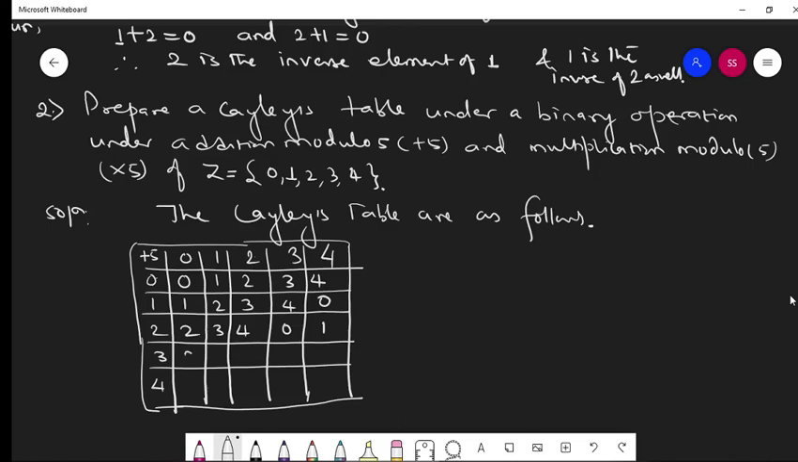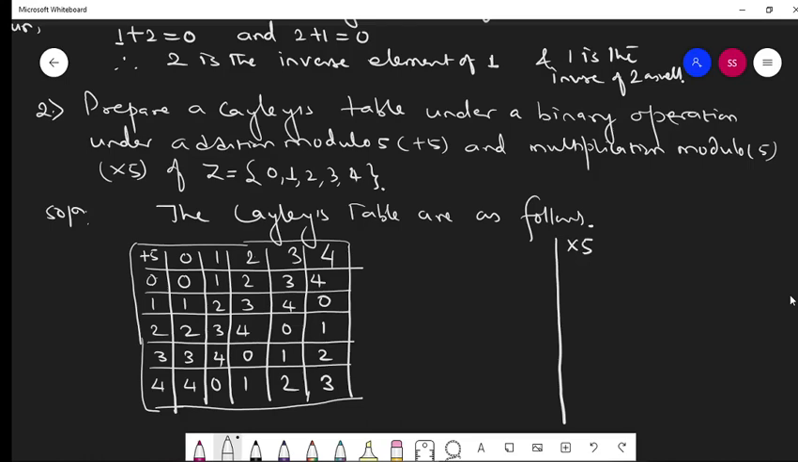3 plus 0 is 3, 3 plus 1 is 4, 3 plus 2 is 5 which is 0, 3 plus 3 is 6 which is 1, 3 plus 4 is 7 which is 2. 4 plus 0 is 4, 4 plus 1 is 5, 5 is 0, and 4 plus 2 is 6, 6 is 1, 4 plus 3 is 7, 7 is 2, and 4 plus 4 is 8, 8 is 3. In this way we can make the Cayley's table under addition modulo 5. And similarly here we can make the Cayley's table under multiplication modulo 5.